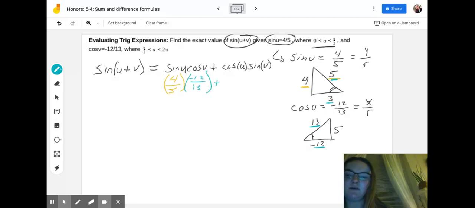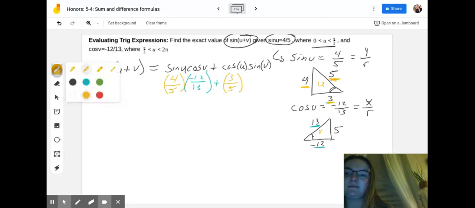Plus cosine of u. This one is my u graph, by the way. This one's my v graph. So cosine of u is adjacent over hypotenuse. Adjacent, which is 3, over hypotenuse. So that's going to be 3/5. And then sine of v, that's opposite over hypotenuse, which is 5/13.